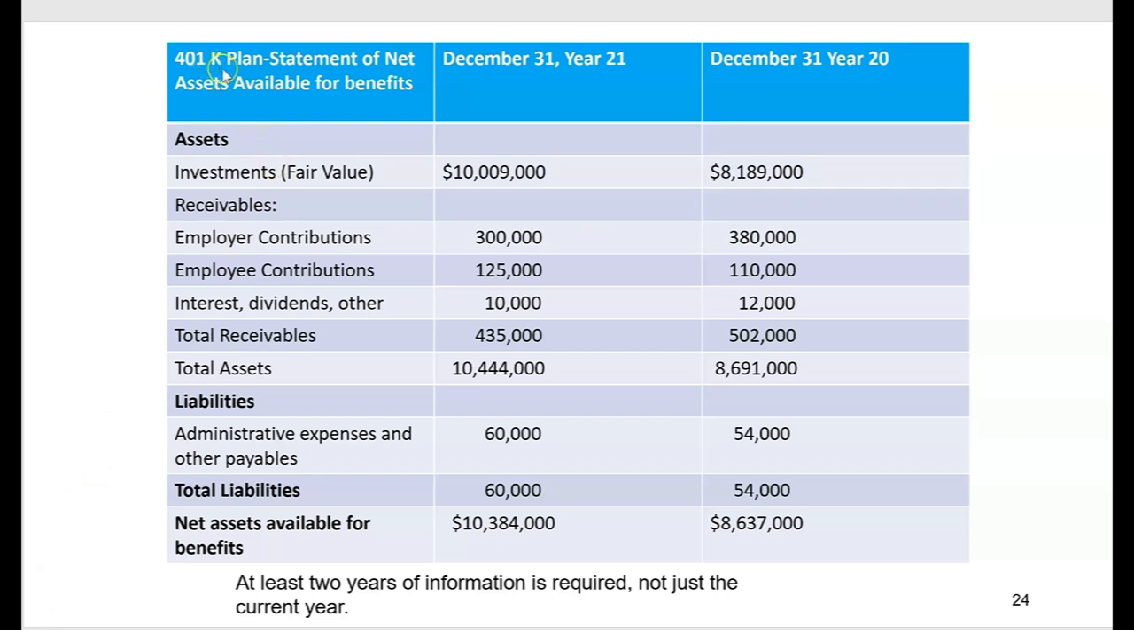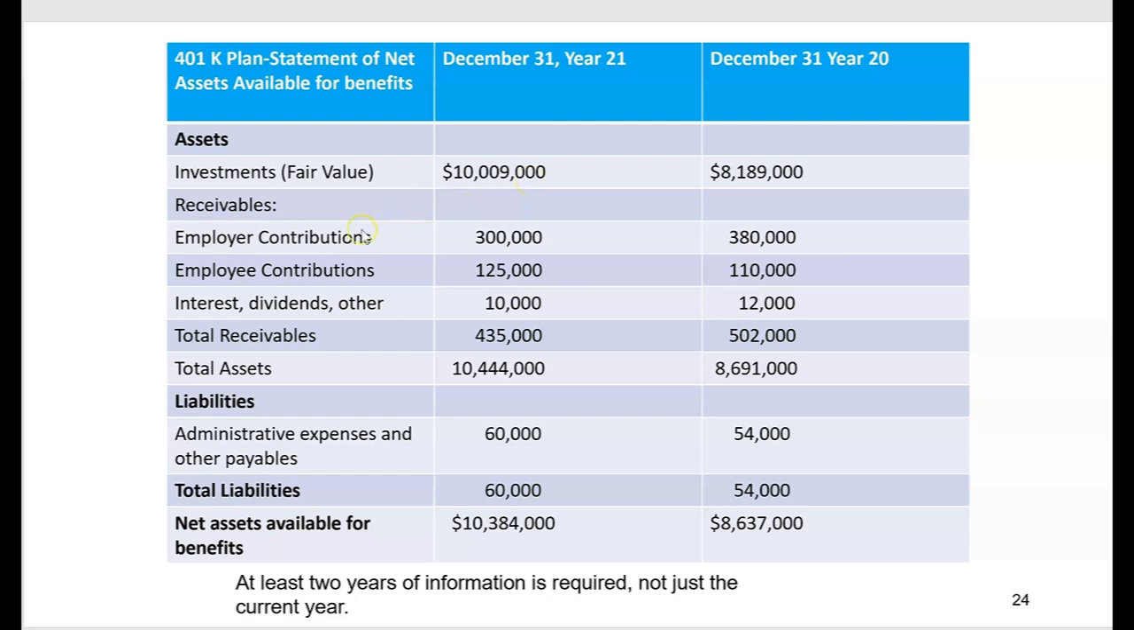So this is a 401k plan, which is a defined contribution plan, and the assets are shown in the plan at fair value. And you can see that the fair value increased because at the end of year 20, it was about 8 million, and then at the end of year 21, it was over 10 million. And while the investments is not the only asset, there's also some receivables here, but the investments, that's the major asset in a pension plan.